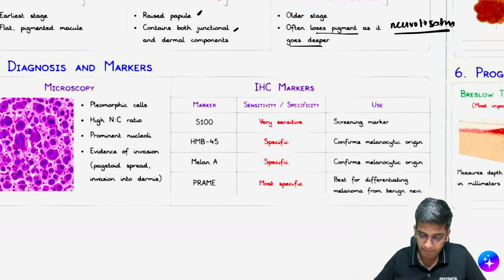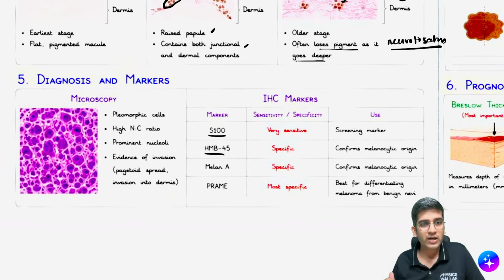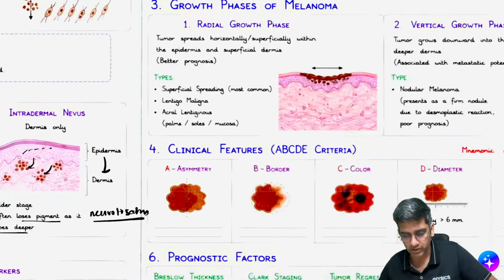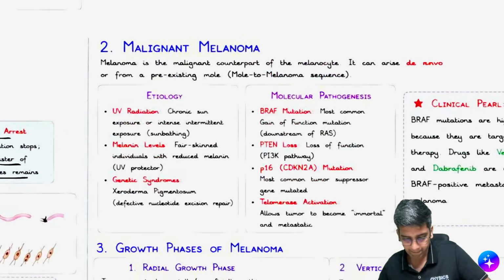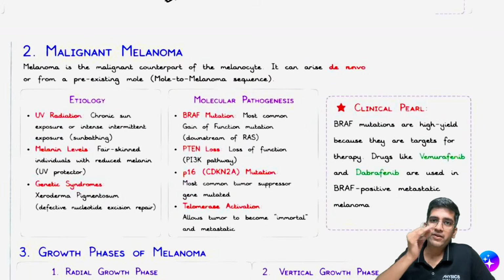Nevus cell markers, S100 and HMB45, both are specific and sensitive. For melanoma, it will be pleomorphic. For nevus, there will be normal nevus cells. Melanoma also has a very prominent nucleoli, right? Melanoma can happen de novo, or melanoma can happen from a pre-existing nevus, the mole to melanoma sequence.